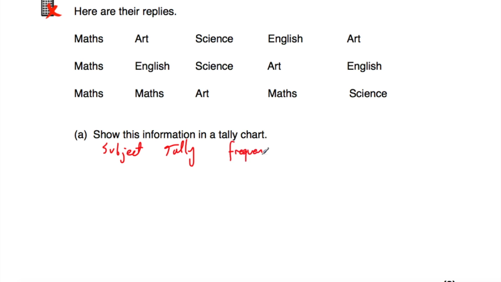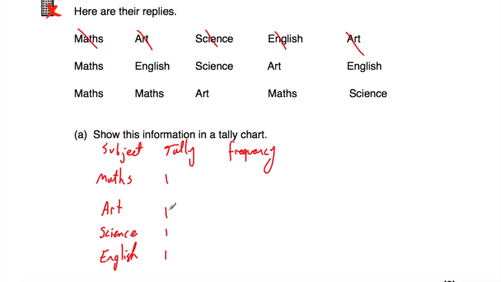And then for the subjects, let's just make sure we get them all. So maths, and then we've got art, and then we've got science, and then we have got English. So we've got 4 subjects, and let's just check we've only got 4 subjects. Yep. And then we're going to complete our tally chart. So maths, art, science, English, art, and so on. And I'm going to complete this tally chart now.